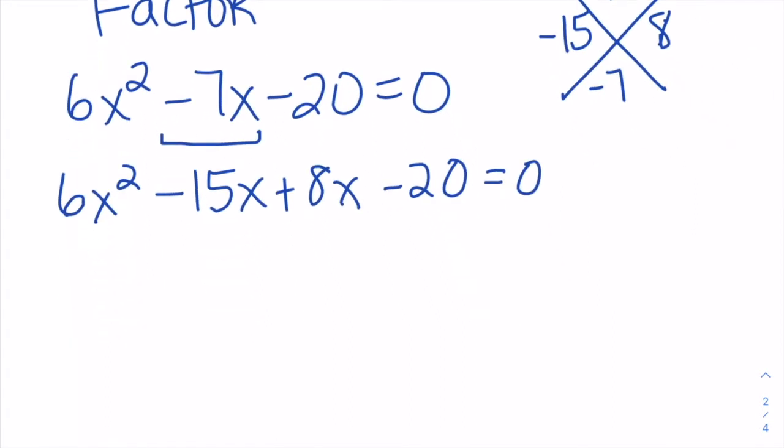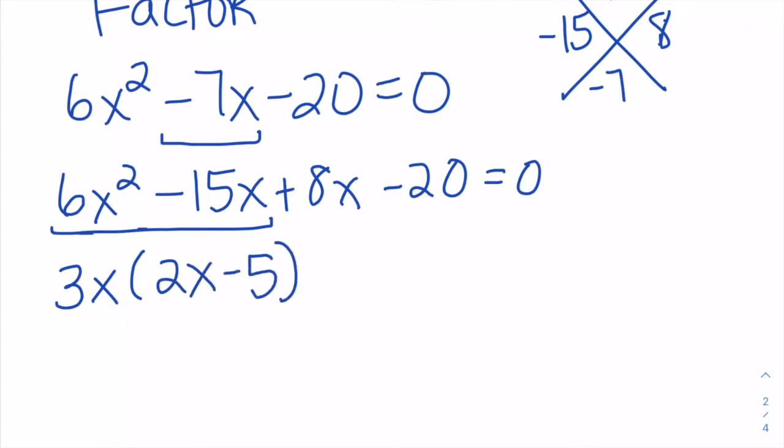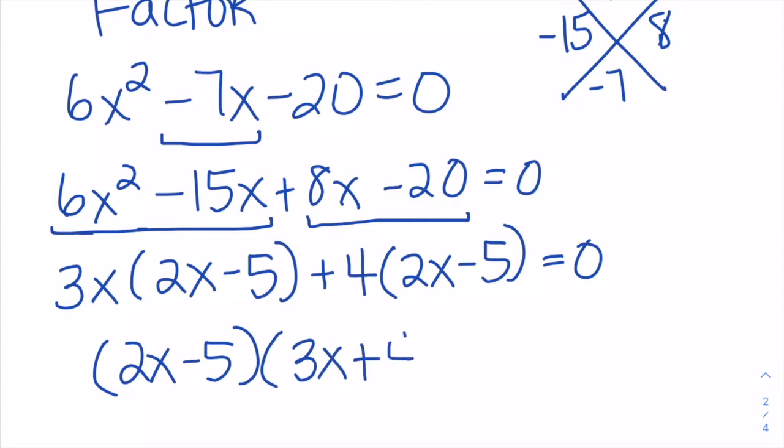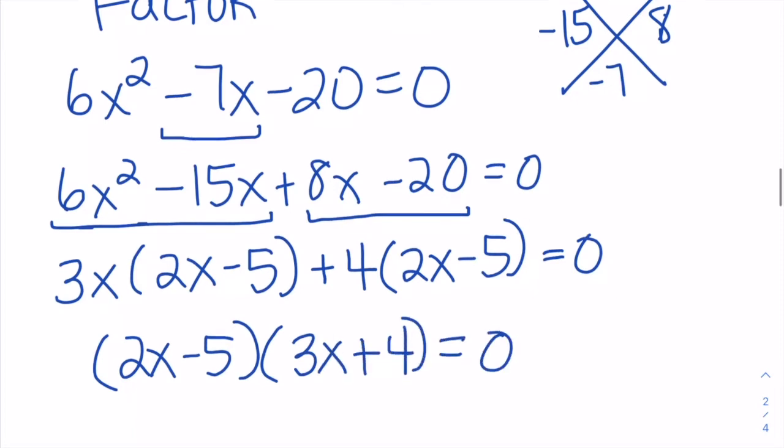So looking at those first 2 terms, they both share a 3 and an x. So I can factor out the 3x, and we'll have 2x minus 5. Looking at the next 2 terms, they both are multiples of 4. So when I divide them by 4, we get 2x minus 5. And that's what we want. Remember, we want to have a common factor. So 2x minus 5 can factor out, and we have 3x plus 4 as our second factor.